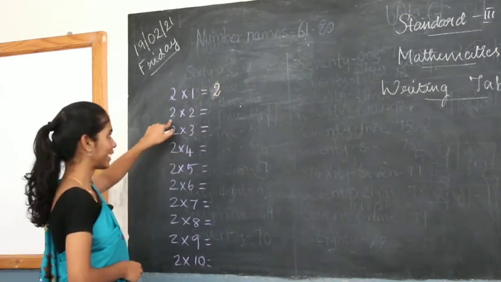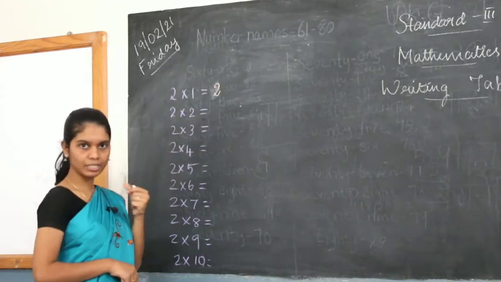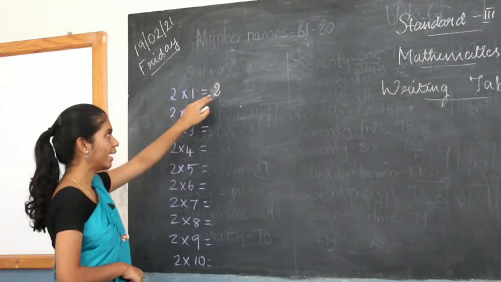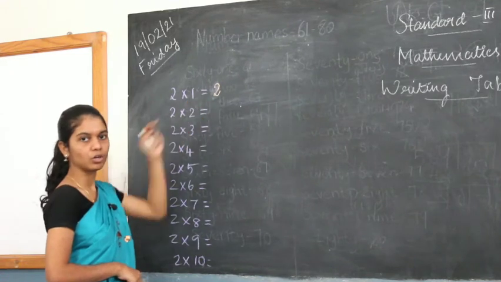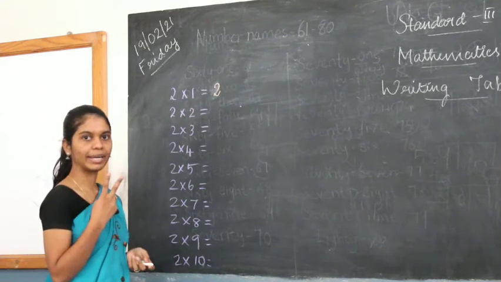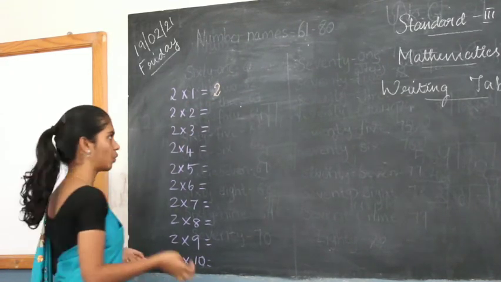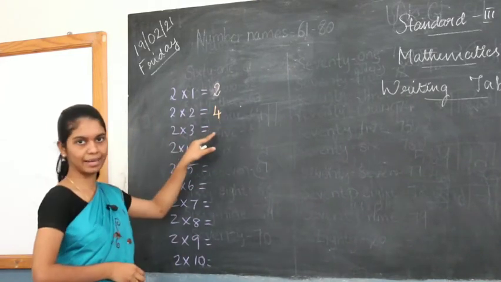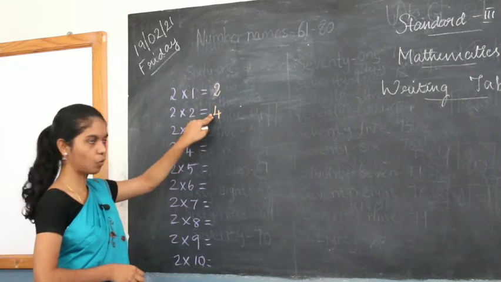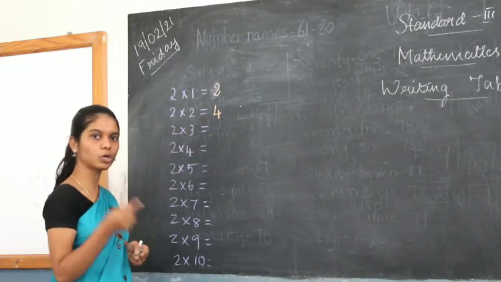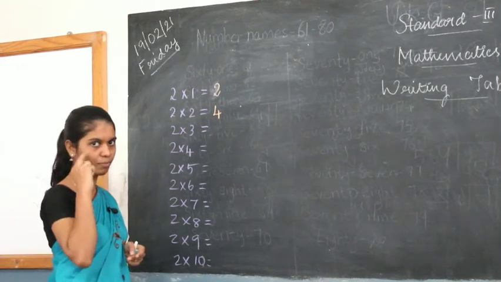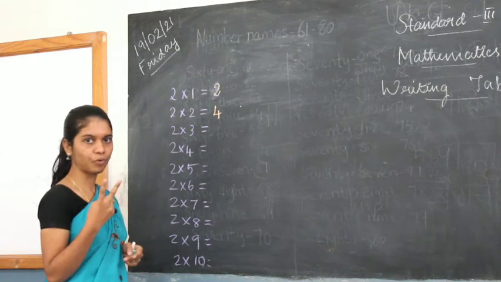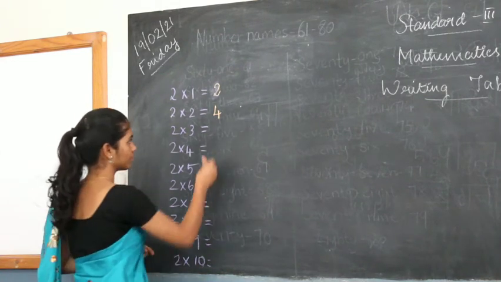Okay, now in the second one, 2 twos are. For this, what you will do is, you will add 2 to the first number. 2 in your mind, 2 in your finger. After 2, 3, 4. You got 4. Now 2 threes are. See, here you have 4. To the 4, you should add 2 more. Okay, 4 in your mind, 2 in your finger. After 4, 5, 6.